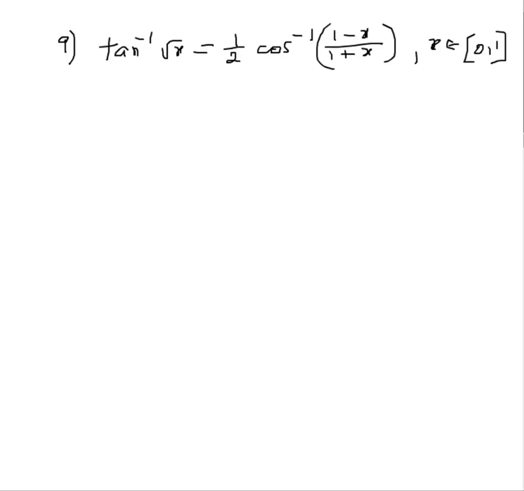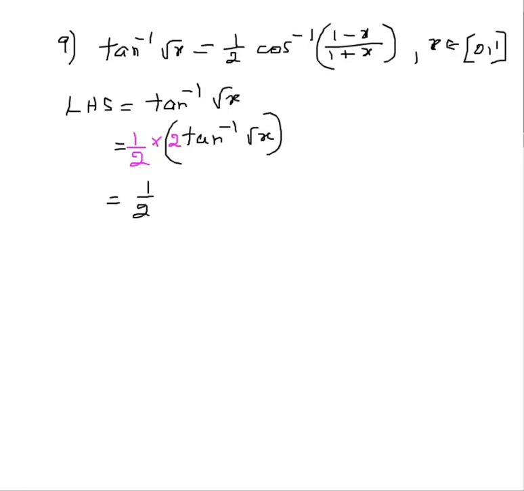I can take the left hand side, tan inverse of root x. Let us multiply and divide by 2. So tan inverse of root x, I am multiplying by 2, so I have to divide by 2. Multiply and divide by 2. Half into 2 tan inverse of root x, we have a formula.